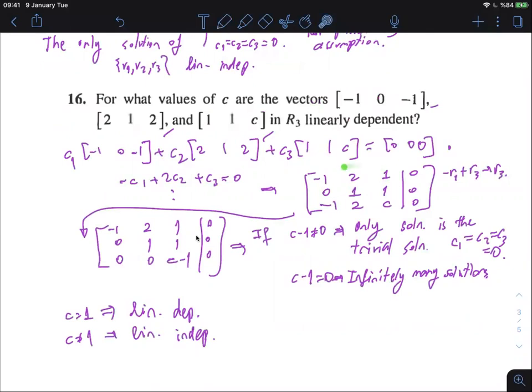An alternative way was to check the determinant of this guy. If the determinant is 0, then there will be infinitely many solutions, and the system will be linearly dependent. If the determinant is non-zero, then there will be only a unique solution, which is 0, 0, 0. That's it. Any questions, guys?